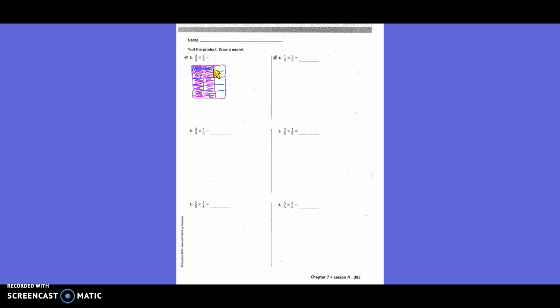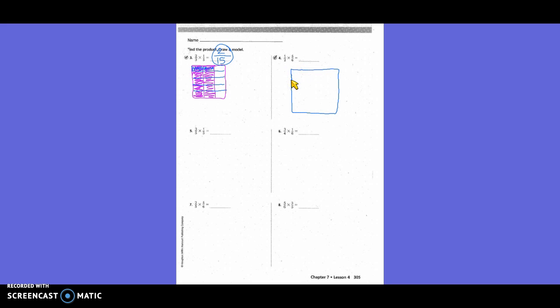Okay. So how many total boxes did I have? 15. And then how many did I color in? 2. How many were double colored in, right? 2. So my answer is 2/15. Okay, let's look at number 4. 1/2 times 5/6. So I'm going to draw my box.